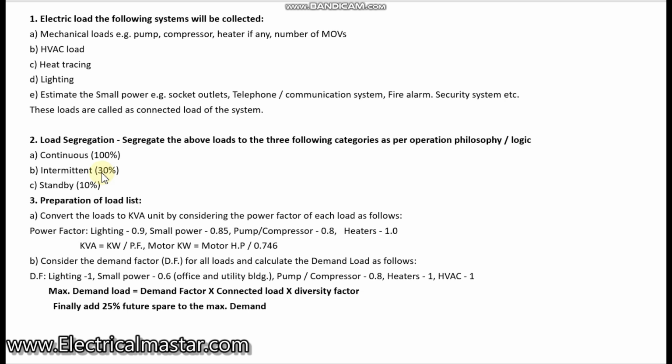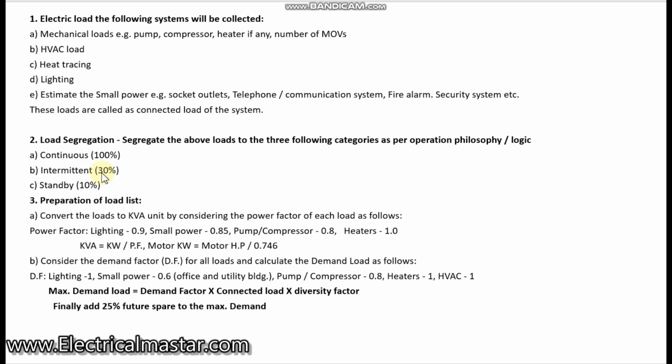Similarly, third is standby. Standby means, suppose you have two motors and only one motor is running at all times. The second one comes into the picture only when the first motor fails. So for a standby motor you have to consider only 10% of that motor capacity. That is the load duty factors of connected loads.